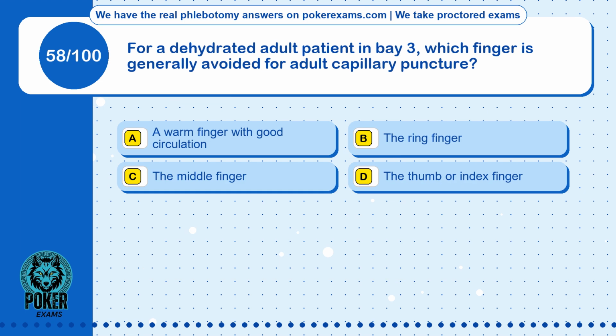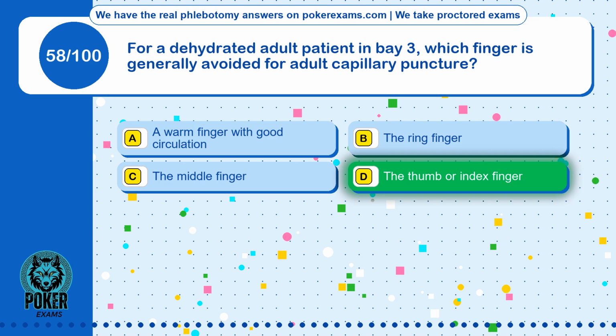Question 58. For a dehydrated adult patient in Bay 3, which finger is generally avoided for adult capillary puncture? Option A. A warm finger with good circulation. Option B. The ring finger. Option C. The middle finger. Option D. The thumb or index finger.